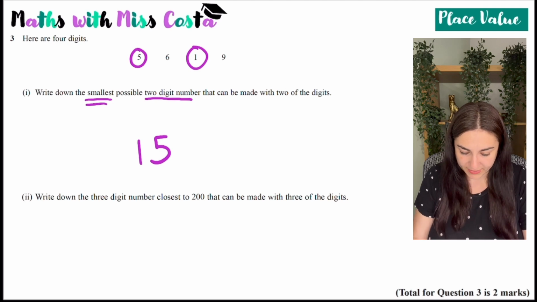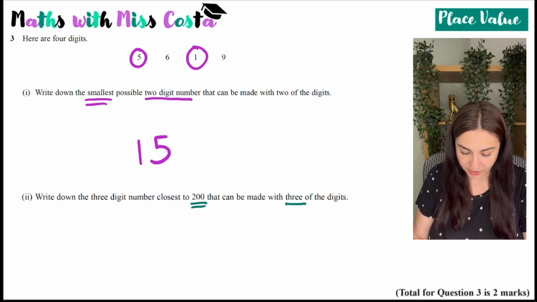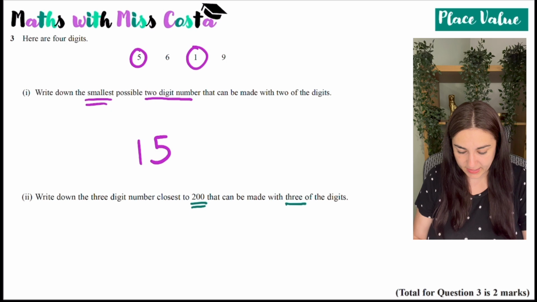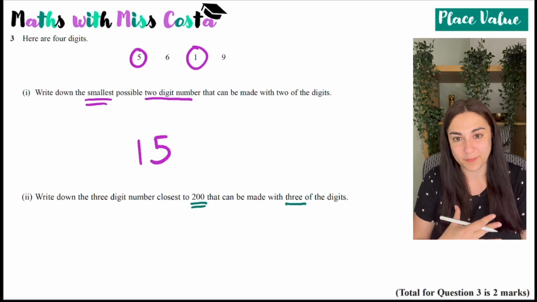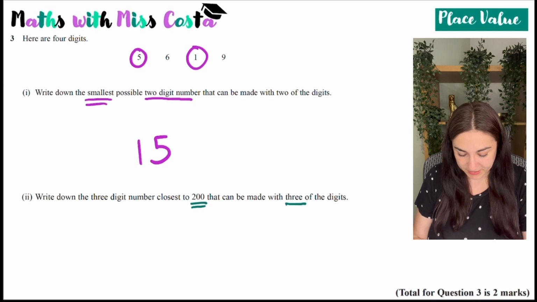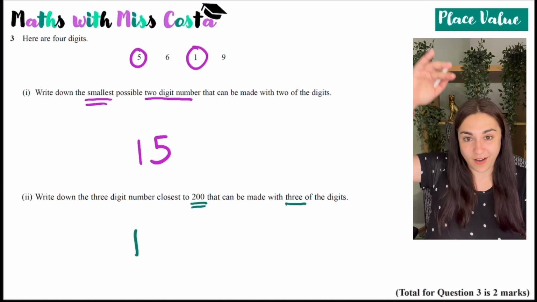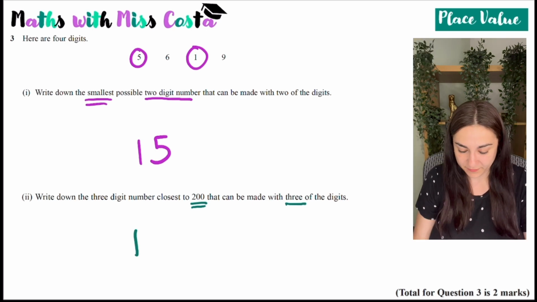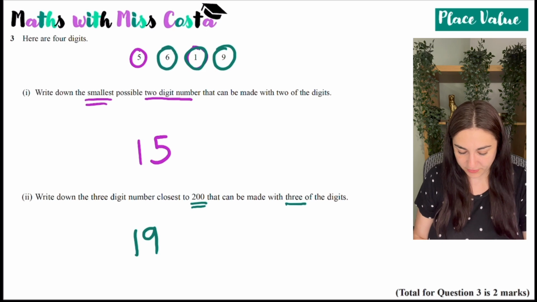Now write down the 3-digit number closest to 200 that can be made with 3 of the digits. Okay, so closest to 200 would either have to be 100 and something or 200 and something. So again, I'm going to start with 1 over here. And then closest to 200 is going to be the highest possible value that you can have. So that would be 9. And then the next largest value is 6. So that would be 196.